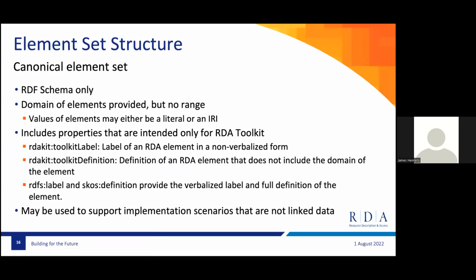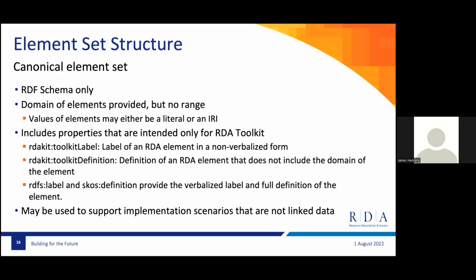So I want to get more into how linked data is used to make RDA data more linked data friendly. So I want to talk a little bit about the element set structure. So let's talk about the main element set, and that's called the canonical element set, and that's what everything else is based off of. So this is all the RDA elements, and they're provided in RDF schema. So we provide the domains of the elements, but we don't provide any range in the RDF schema. And that's because the values of those properties could be a literal or an IRI.